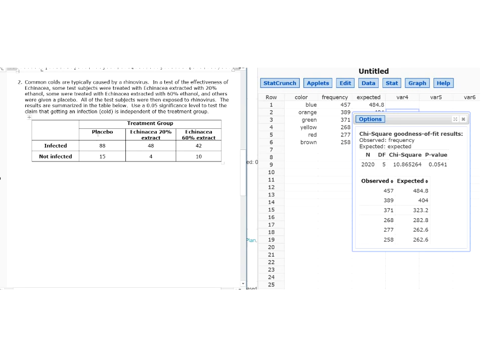So we had 3 treatment groups. One got a placebo, one got a 20% echinacea treatment, the other one got a 60% echinacea treatment. And what we're testing here is whether the status of getting an infection or not is independent of the treatment group. In other words, whether the echinacea treatment is effective or not. Because if it's effective, then our status for infection or non-infection is going to be different for the echinacea treatment than it is for the placebo.